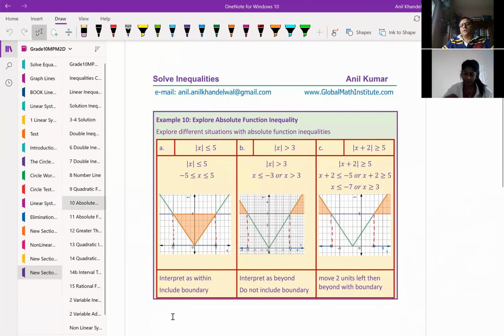Now, moving forward with more absolute functions, since you are showing some doubts about it, I just took, fortunately, an example which can probably clarify most of your doubts. Example 10. We'll explore absolute function inequality now. Explore different situations with absolute function inequality. Let's discuss them one by one. The very first one is absolute value of x is less than or equal to 5. What do you think should be the solution for that, Emmy?